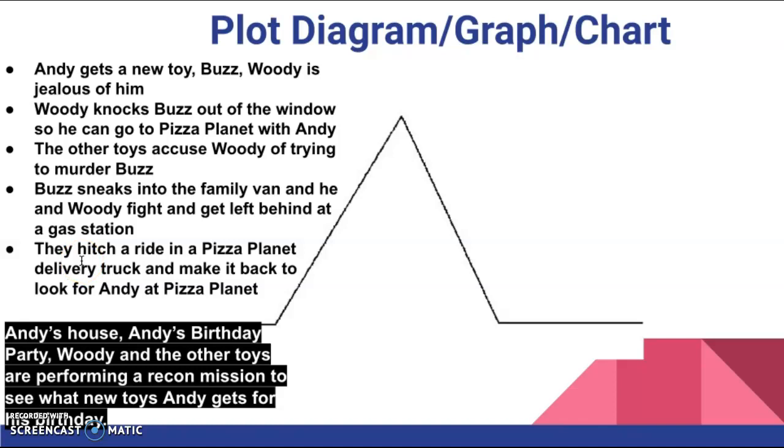Buzz sneaks into the family van, and he and Woody get in a fight, and they get left behind at a gas station. They hitch a ride to Pizza Planet in the delivery truck and make it back to look for Andy at Pizza Planet. That's our rising action before we get to our climax.